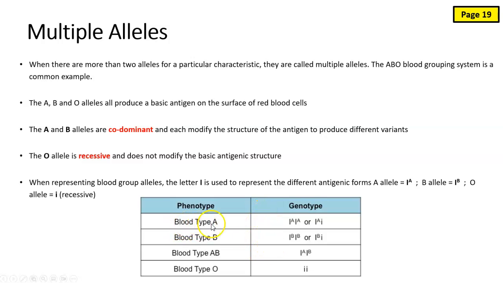So for blood group A, you can be homozygous and have the genotype for blood group A as I capital A, I capital A. Or if you're heterozygous and one parent has blood group O, or you inherit the O allele, then it will be capital I, A, and lowercase i. Similarly, for blood group B, you have the same convention, and for blood group AB, it's simply I capital A, I capital B, whereas for blood group O, it's two lowercase i's and there's no superscript.